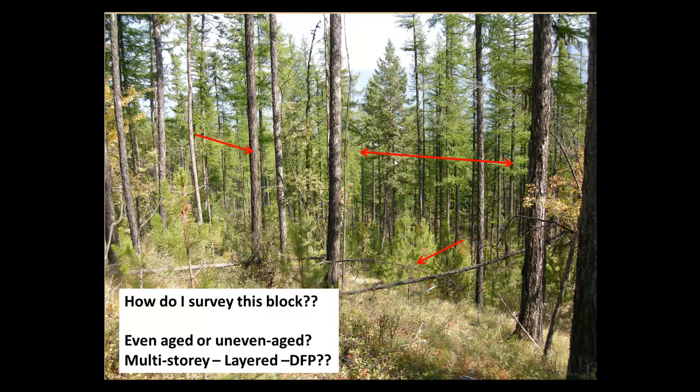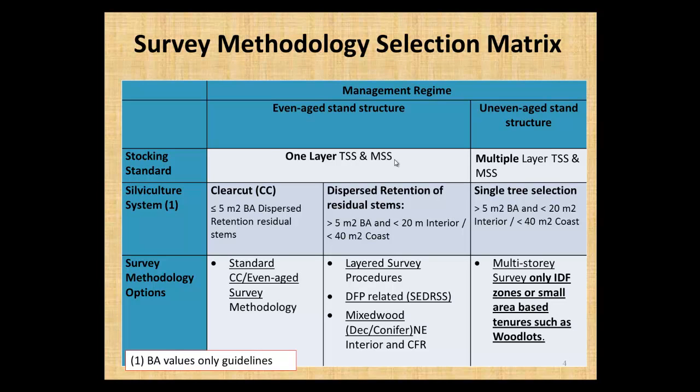Let's open with a couple of different concepts. This is out of the survey manual, the beginning of chapter 9. It's a bit of a matrix to give you context as to how we decide what survey methodology to use. If you were with us in Module 1, we come back to the same separation in the columns between even-aged and uneven-aged structure.